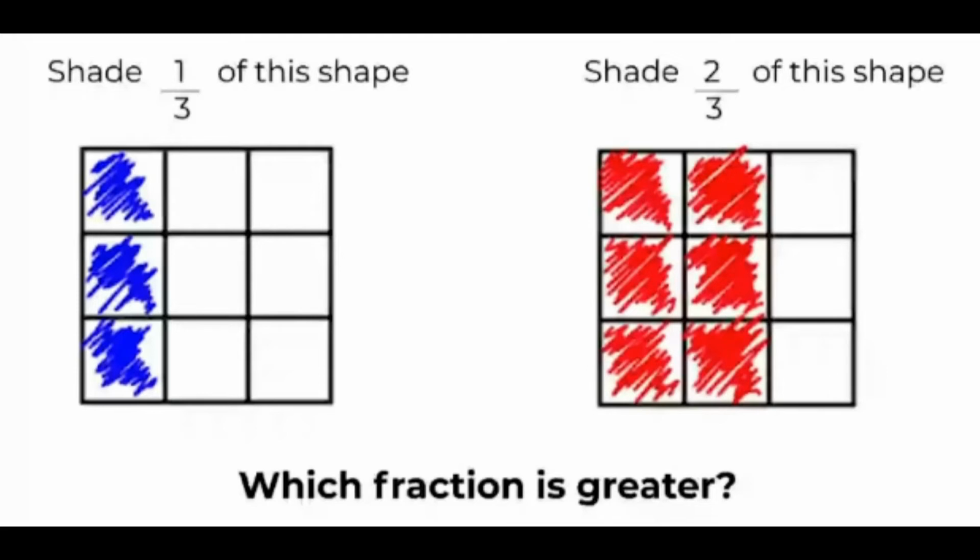For the 2/3 shape, I have shaded in 6 squares, but that is 2 strips out of the 3, so it is clear to see that 2 strips out of 3 have been shaded, so it must be 2/3.